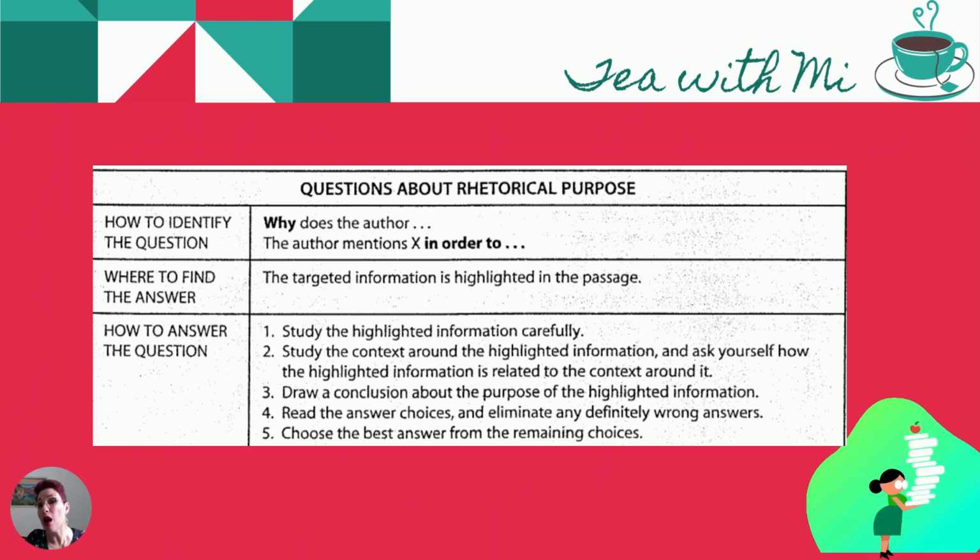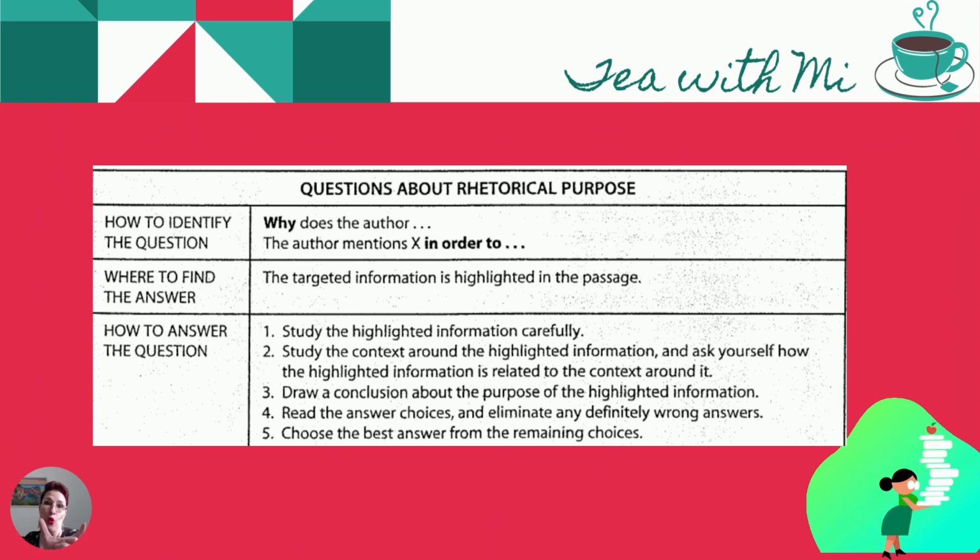Okay, so how do I identify these questions? I always have the author mentioned as the identity of the question. So why does the author blah blah? The author mentioned blah blah in order to, because I want to understand the intention of the author. Okay, so I needed to study the highlighted information.